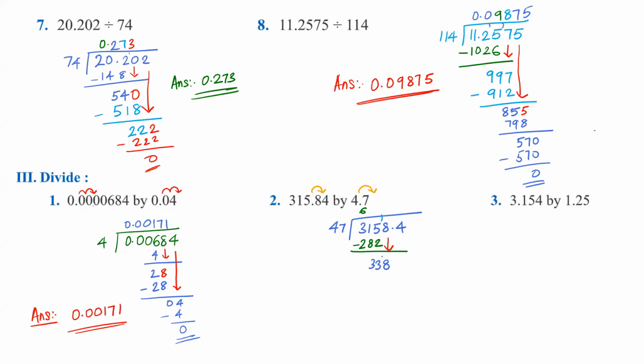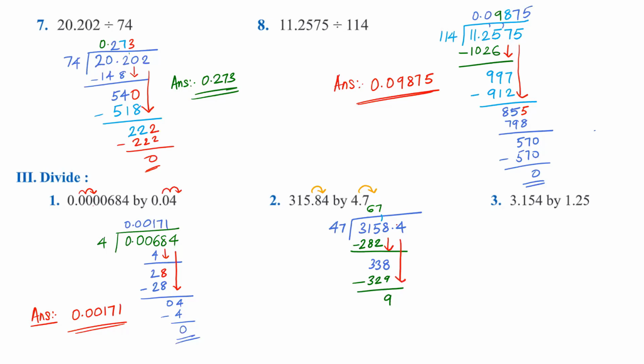For that, let's multiply by 7. If I multiply 47 by 7, you'll get 329. Now tell me the difference here. 338 minus 329. What is the difference? Yes, it is 9. And what number will carry down? 4.